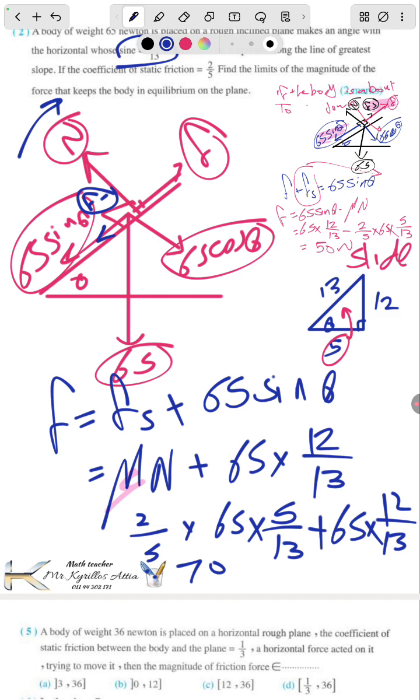So the force that we need belongs to the closed interval between 50 and 70.